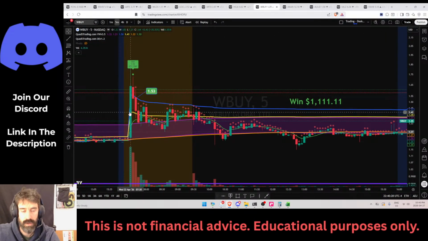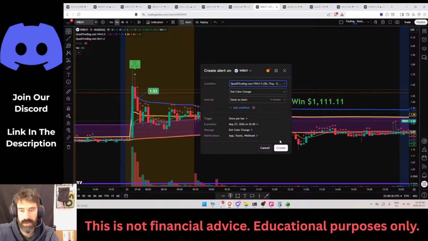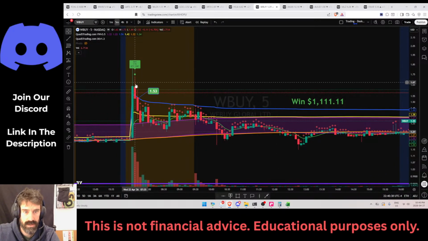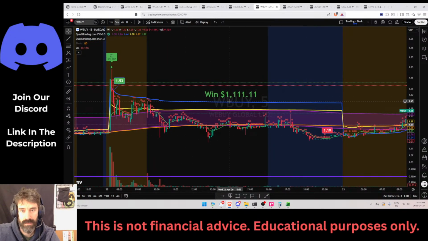Stock pumps like this. You set your alerts for the DVEXT and VW, which is a dot color change, right? Something like this, dot color change. So as soon as this changes colors, you'll get an alert when it's below. You set up your limit order in the pre-market, and you enter on the close below, and you cover at the end of the day for $1,111.